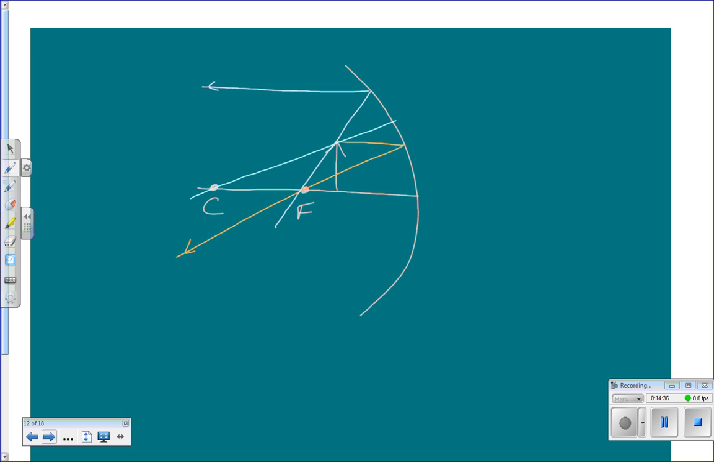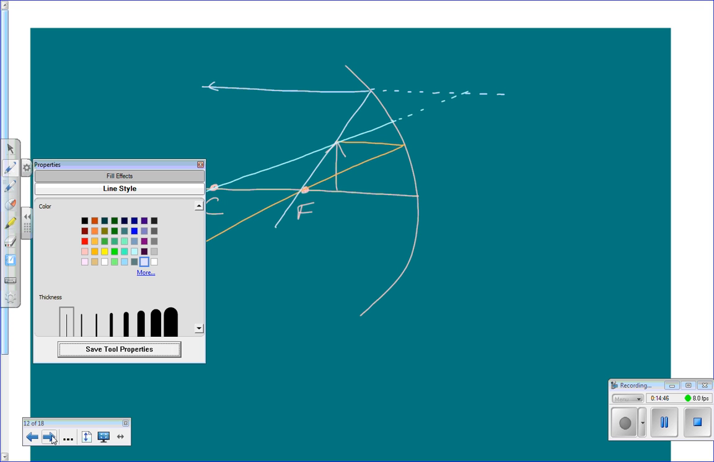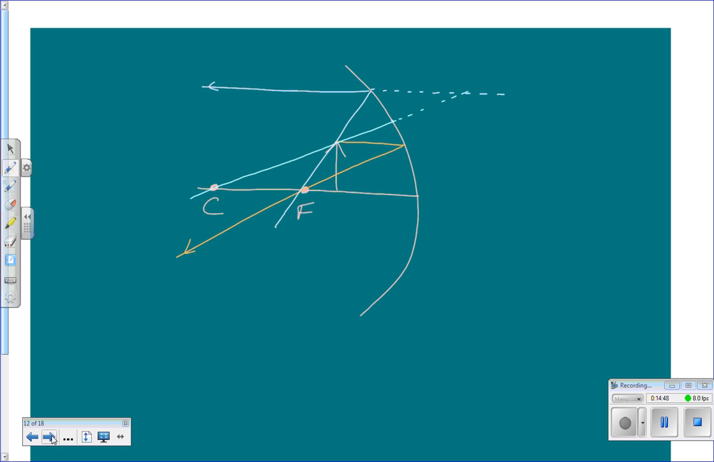Well, these aren't going to cross on the front side of the mirror, but if we follow their reflections back through the back side of the mirror, cheat a little bit, but they've crossed back there. And so that's where our image shows up. And as you can see, it's behind the mirror, so it's virtual. It is enlarged because it's bigger than the object, and it's upright.